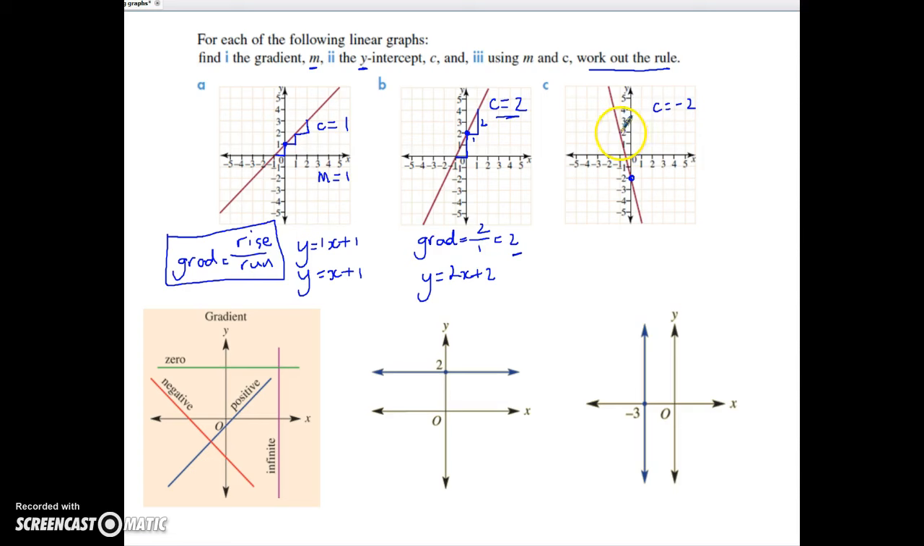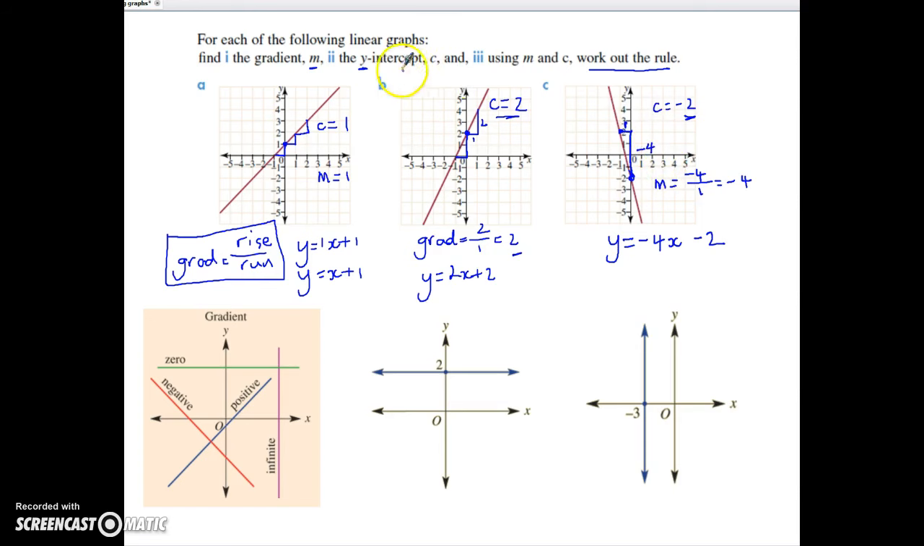We just have to find 2 points that we know that this graph goes through. There's my triangle. A run of 1 and a rise of 1, 2, 3, 4. Negative 4. A run of 1, a rise of negative 4. Rise over run gives me a gradient of negative 4. So my equation is y equals negative 4x minus 2, because my y-intercept here is at minus 2.